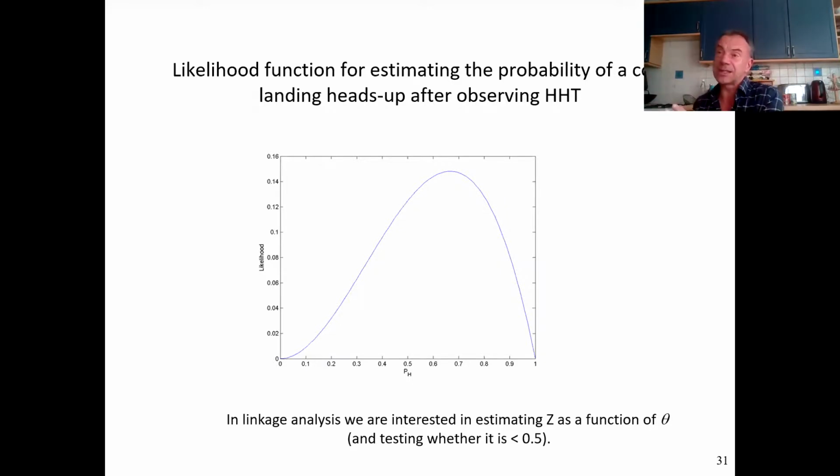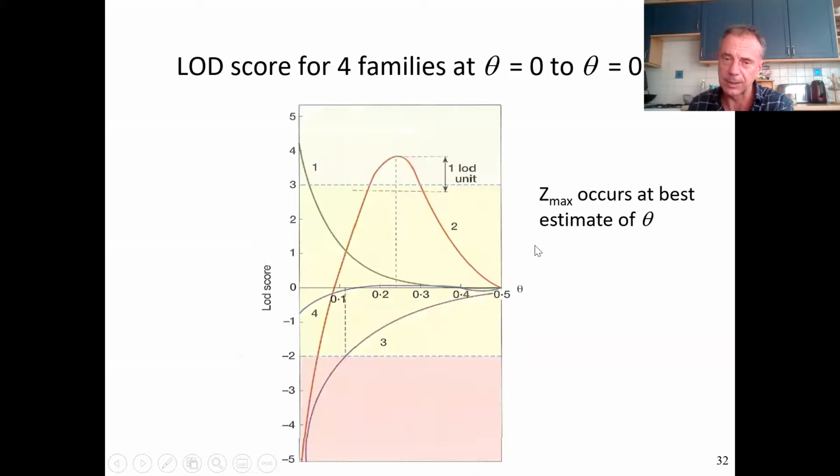And the coin being loaded is kind of analogous in this context to there being linkage: it's not 50-50, there's a recombination, there's some value different from 50-50, and we want to estimate what the likelihood is. We can calculate what the likelihood is given different values of theta. Let's see how that works out.